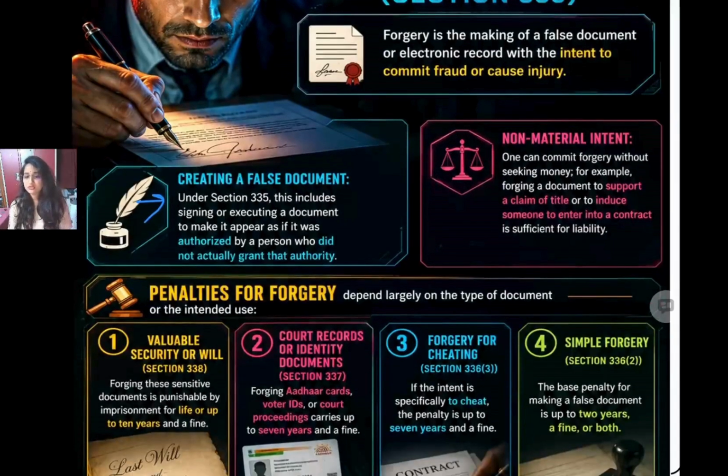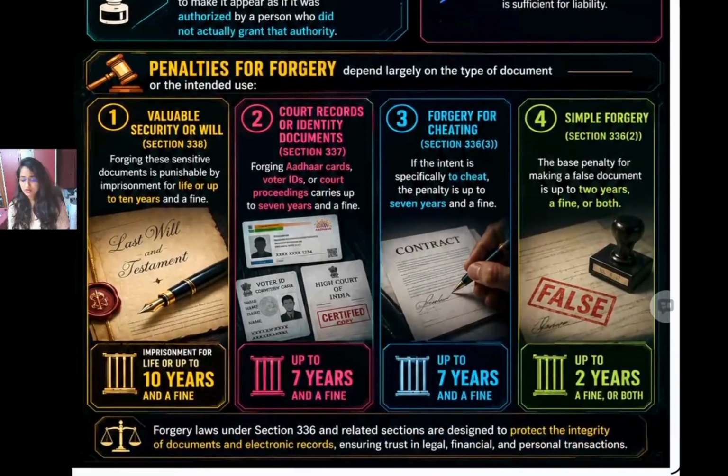And next is non-material intent. One can commit forgery without seeking any money. For example, forging a document to support a claim of title or to induce someone to enter into a contract is sufficient for liability. Okay, and here we are discussing the penalty for forgery, depending largely on the type of document or the intended use. Here are a few examples I illustrated for your consideration.